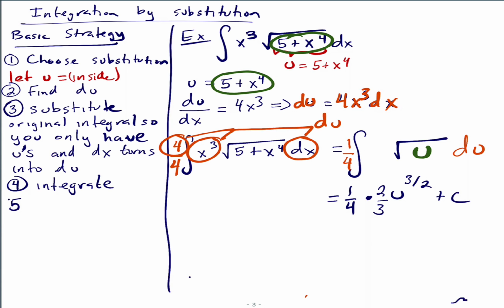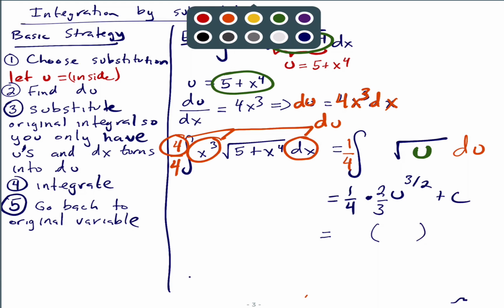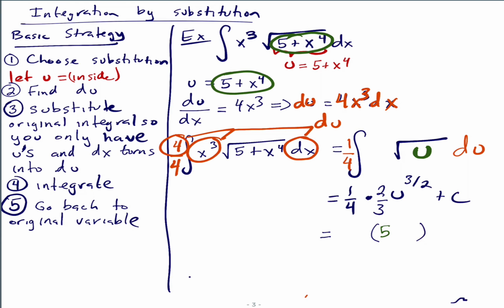Step 5, go back to the original variable. Meaning go back to what u was equal to before. So what was u equal to before? 5 plus x to the 4th, right? So u is 5 plus x to the 4th.